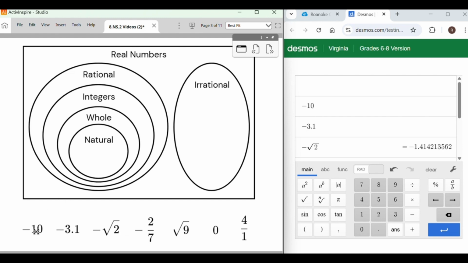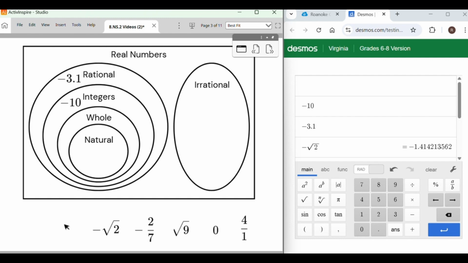So the first thing I'm going to look at is this negative 10. We know that negative 10 is an integer because integers are all the numbers on your perfect number line. Positives and negatives, never any decimals. The next thing we have is negative 3.1. Negative 3.1 is a decimal, but it stops. When that happens, when it stops, we know it is rational.